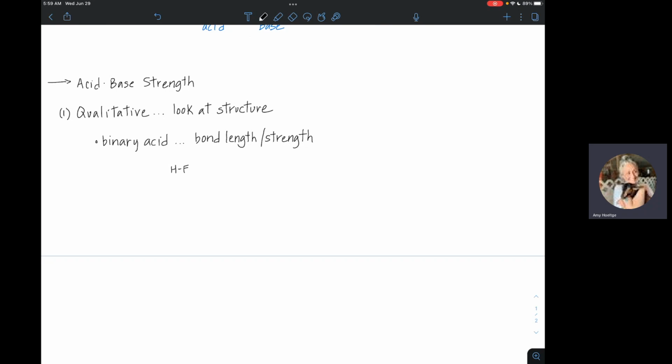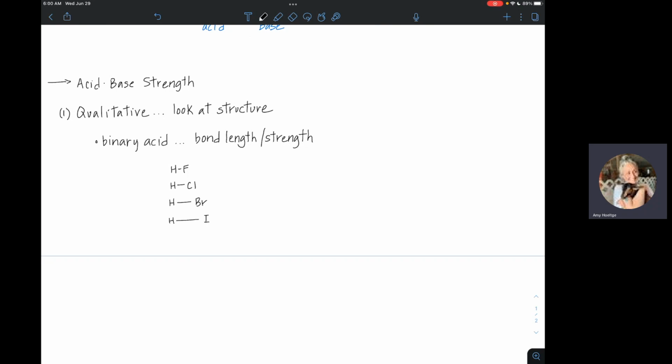So fluorine, the atomic radius of fluorine is smaller than the atomic radius of chlorine. So we're just going to make a little bit longer of a bond there for the HCl. Bromine is a little bit bigger than chlorine, so we're going to exaggerate this a little bit. And you notice that the bond length is going to be increasing as the atomic radius of the heteroatom increases.